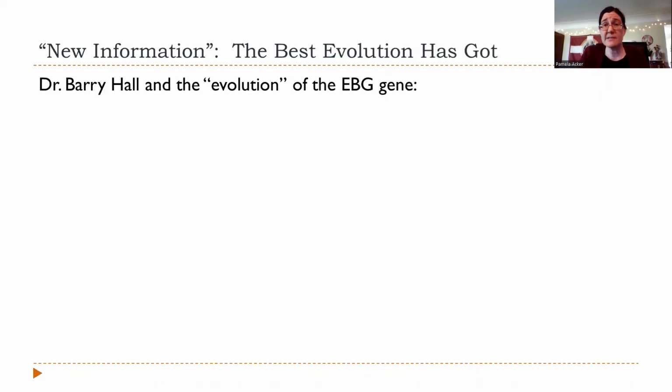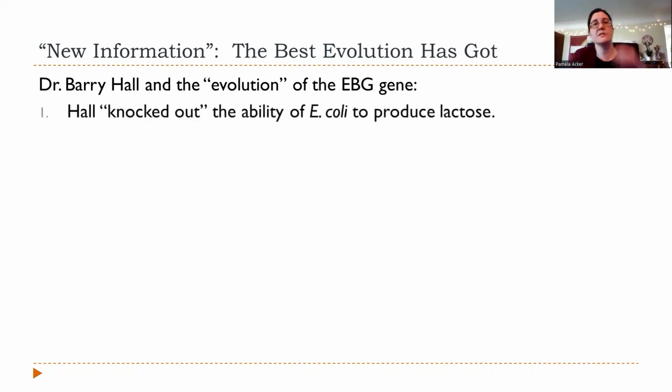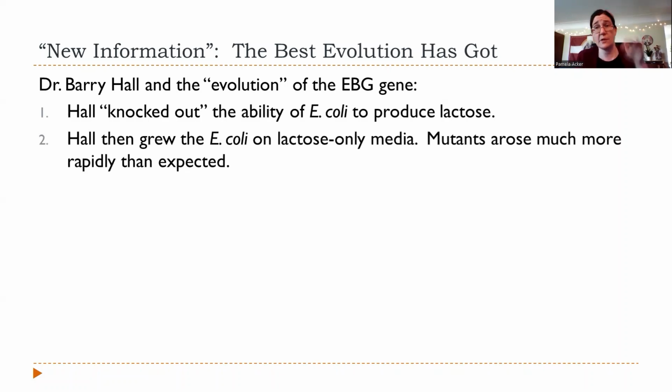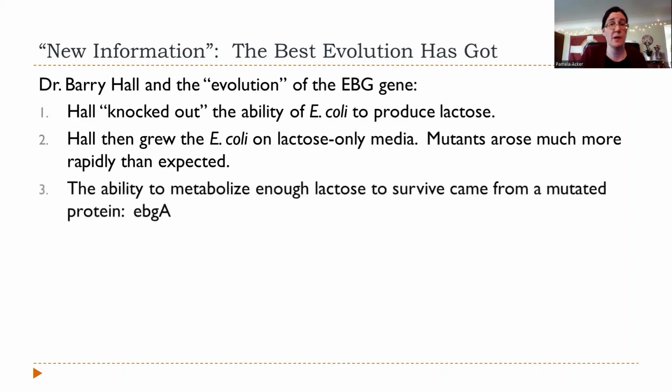All right. The best example evolution has got, Dr. Ken Miller references this example, is Dr. Barry Hall and the, quote, evolution of the EBG gene. So what Hall did was he knocked out the ability to metabolize lactose in E. coli by deleting the LacZ gene. And he then grew the E. coli on lactose-only media. So this is stuff that only has lactose sugar in it in order for the bacterium to grow. And he found that mutants arose a lot faster than he expected. And this is really interesting because it's going to tell us that the evolution he's anticipating is not actually what's happening. And we'll see that here in a couple more steps.